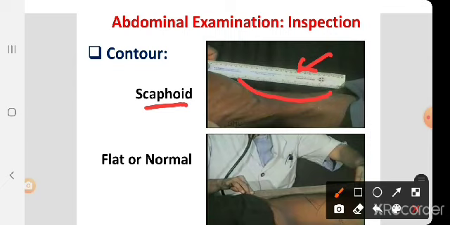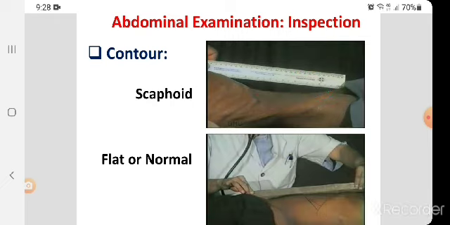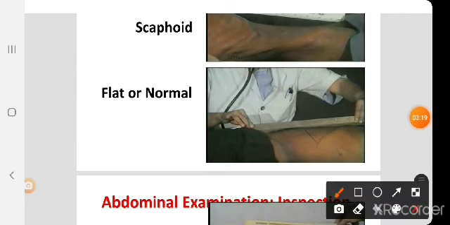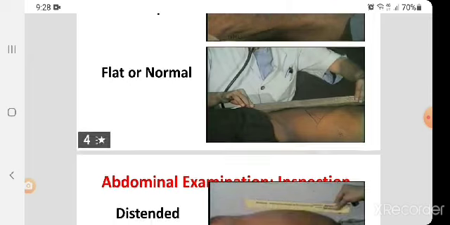And now you can look at this abdomen here, and you can see that almost the abdomen goes with the ruler, flat. And this is flat abdomen. The ruler almost touches the whole abdomen, and the abdomen is flat. And this is also sometimes some kind of normal contour of the abdomen.